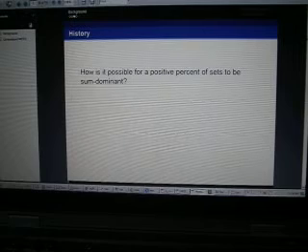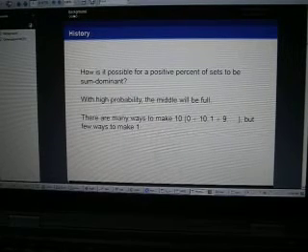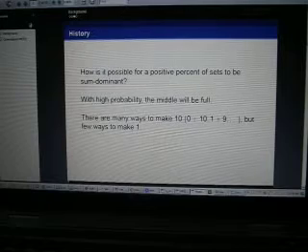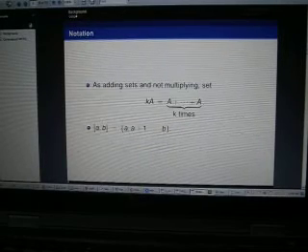So how is it possible for a positive percent of sets to be sum dominant? Well, with high probability, whenever you look at possible values in the middle, they will be realized. For instance, there are many ways to make 10, but very few ways to make 1. And so the trick is to control the fringes.